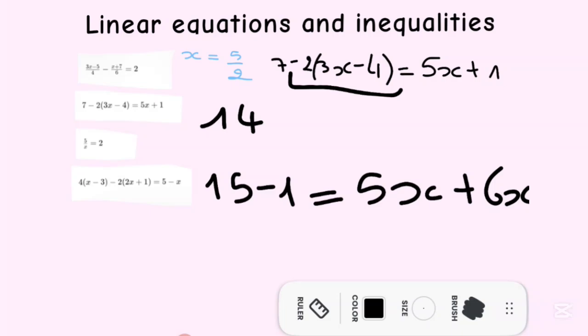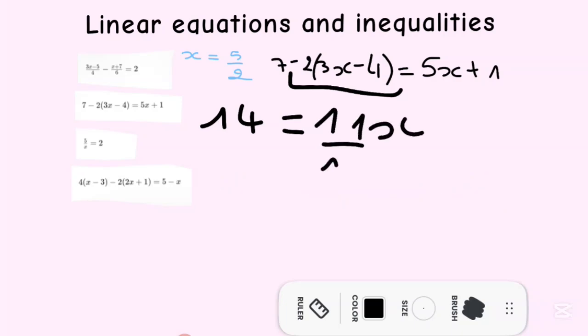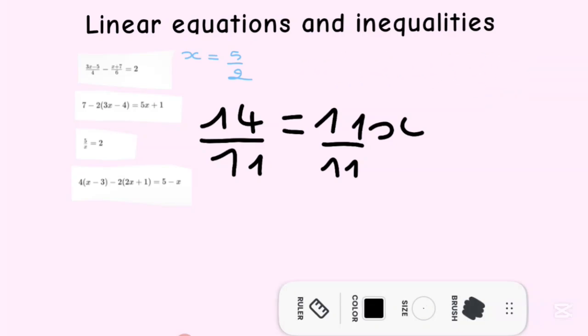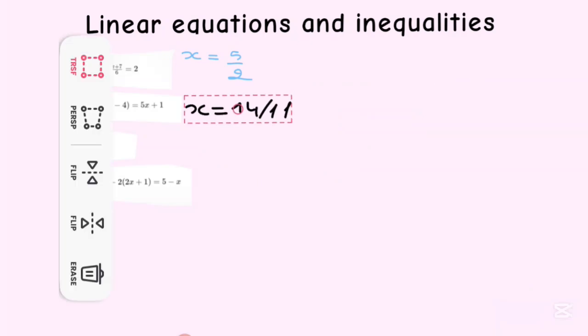So now you do the work. 15 minus 1 is going to give you positive 14, and then 5x plus 6x is going to give you 11x. Now 14 equals 11x, so therefore you divide both sides by 11, and it gives you 14 over 11, and that's the answer for the second one.